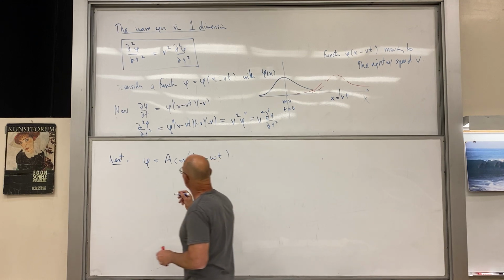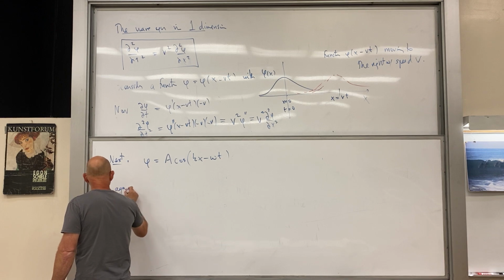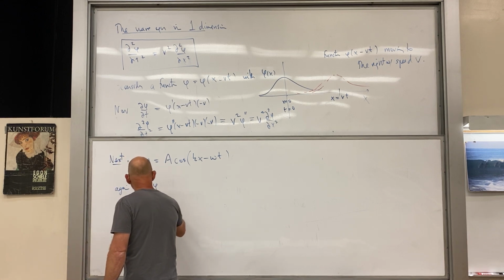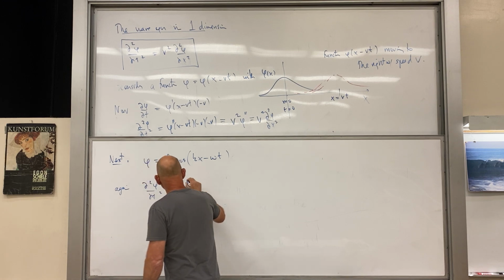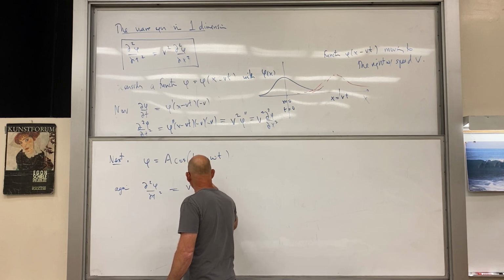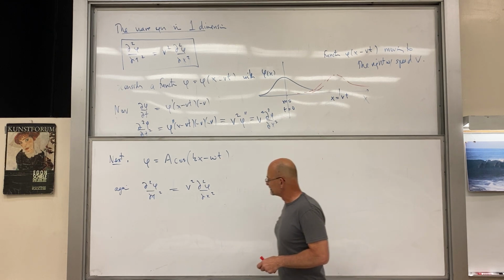So again, I'll go ahead and write the wave equation down. We have d squared phi dt squared is equal to v squared d squared phi dx squared. That's our wave equation. Let's see if this is a solution.